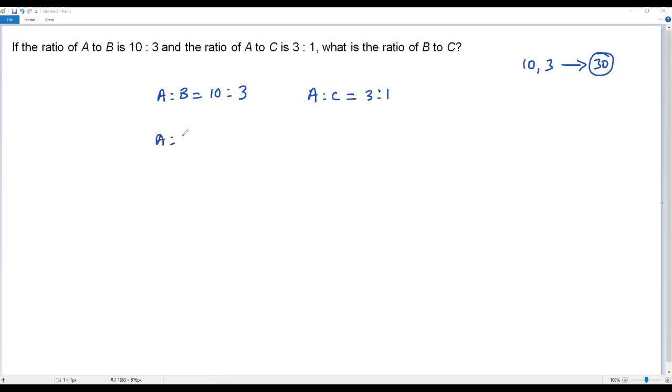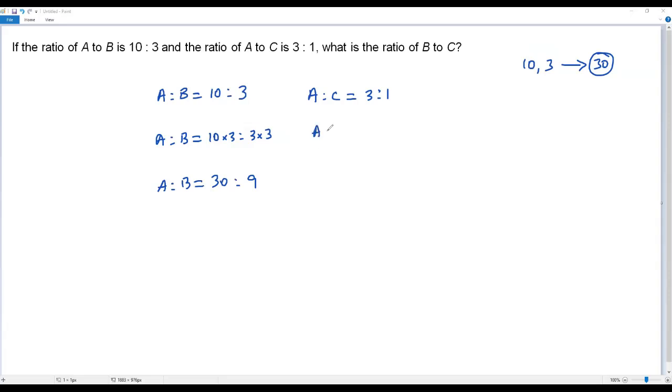So let me take the first ratio, A to B. To make this 10 as 30, I have to multiply both the terms of the ratio by 3. So let me multiply the first term by 3 and the second term also by 3. Actually, my aim is to make this 10 as 30, so for that I have to multiply by 3. Whenever I want to multiply a particular term of the ratio by some number, I always have to multiply both the terms of the ratio, so that this ratio is still equal to the original ratio 10 to 3. Now A to B equals 10 times 3 is 30 and 3 times 3 is 9.